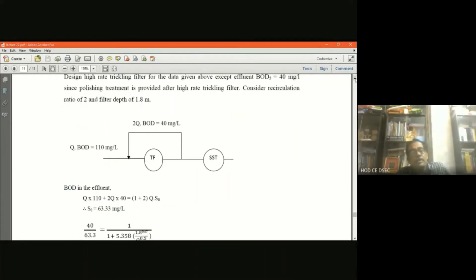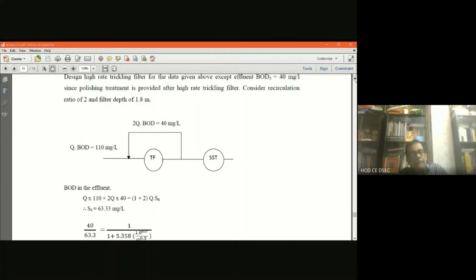Fine. Now one concept I am going to build into this problem: Q into 110. Why 110? Because the initial BOD was 110, plus 2Q. Why 2Q? Because 2 is the recirculation ratio, and the BOD of the recirculated sludge is 40. That sludge is recirculating at 2 times Q with a BOD of 40. So ultimately the total flow is (1 plus 2) into Q into S0.